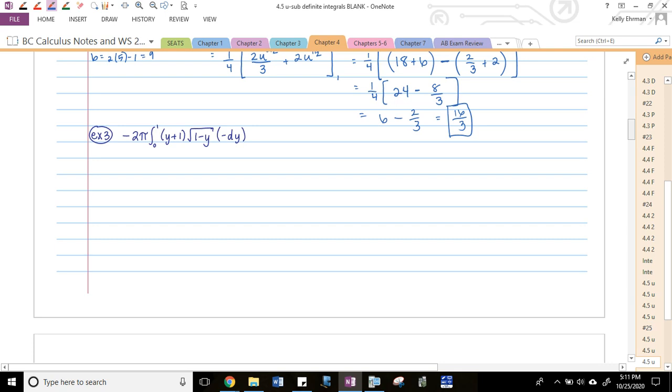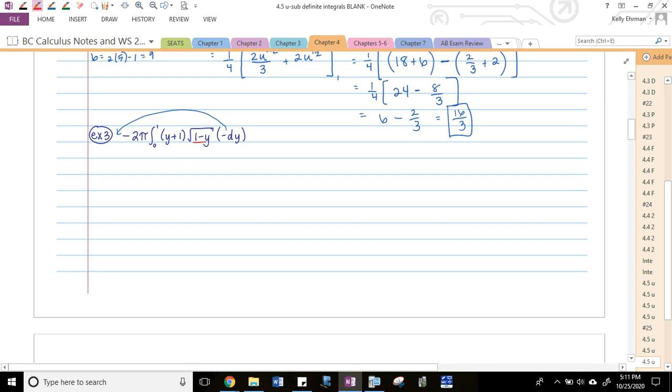This one looks complicated. Let's see. Let's look at what we have. We have like a y plus 1 and a 1 minus y. Those derivatives don't seem like they're going to cancel. What's up with this minus dy? Well, that's in there because if you let u equal 1 minus y, we're going to get a minus dy. So we kind of see that. Although you are allowed to take this negative, just put it out here to begin with and be done with it.